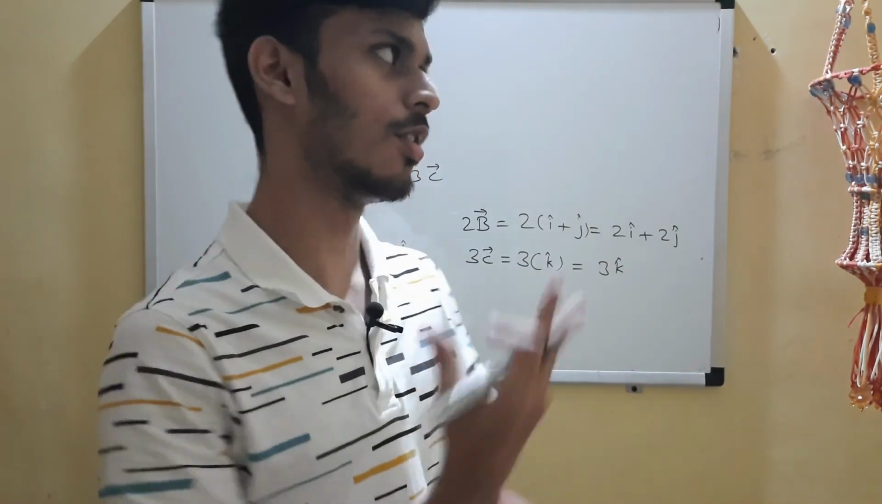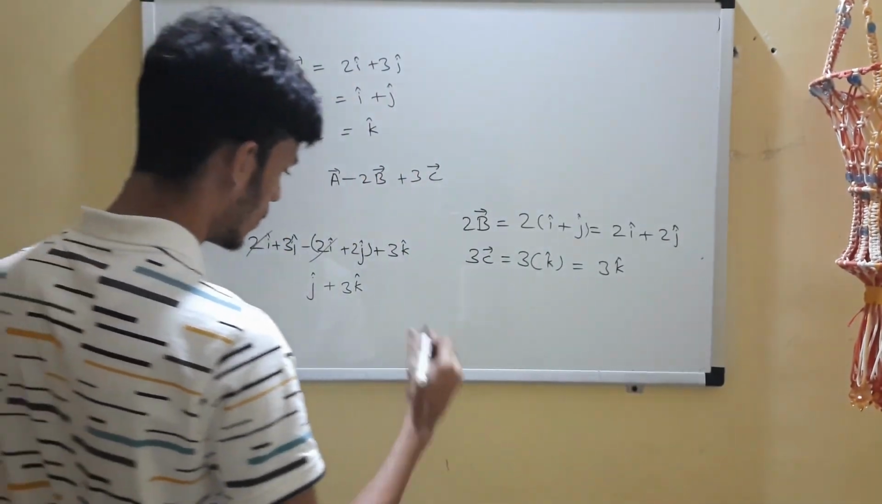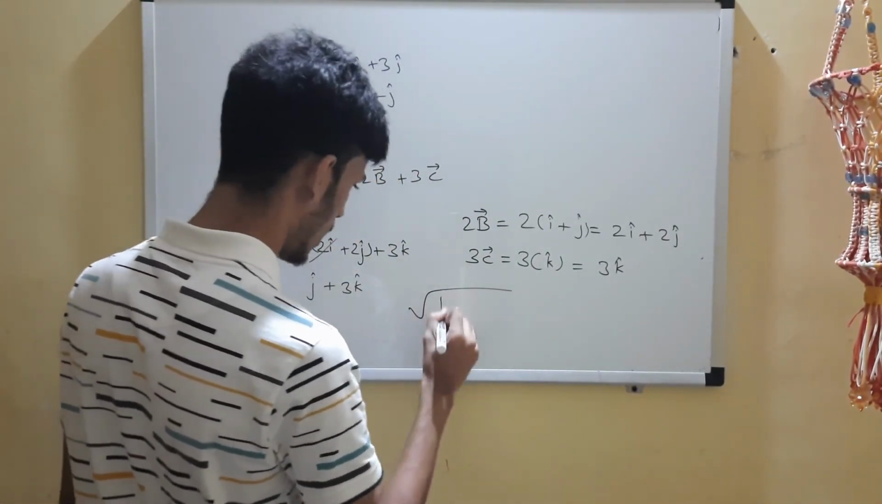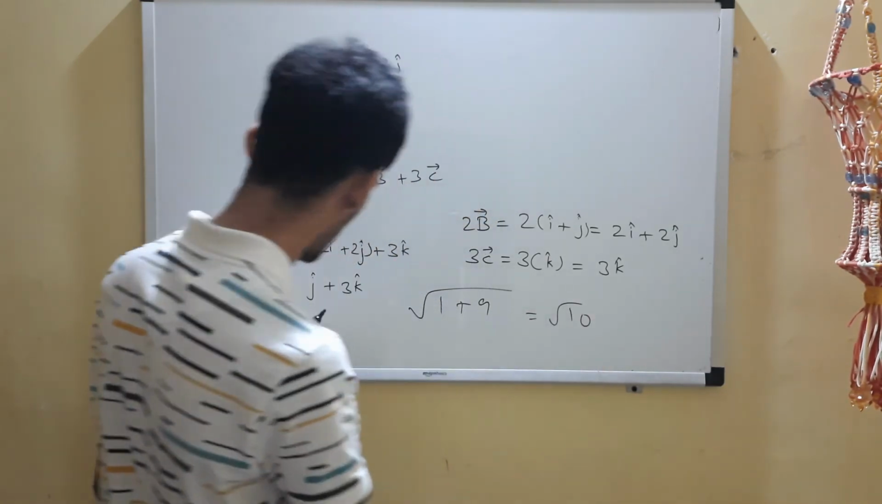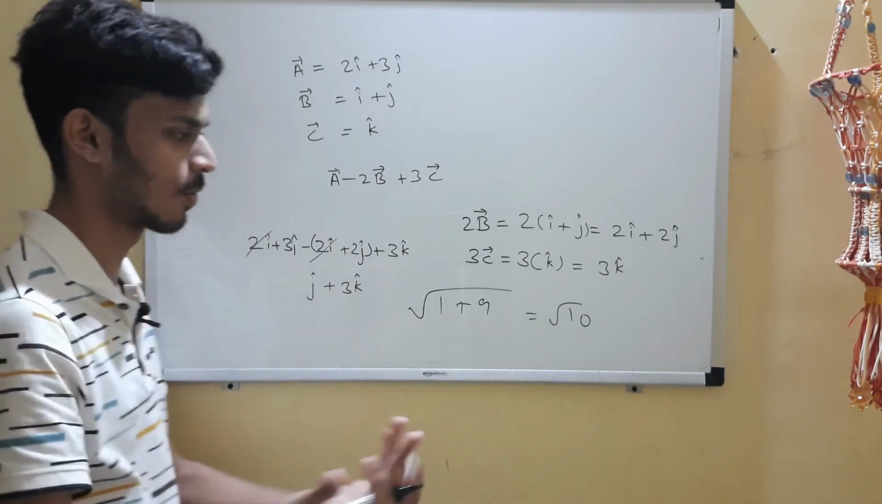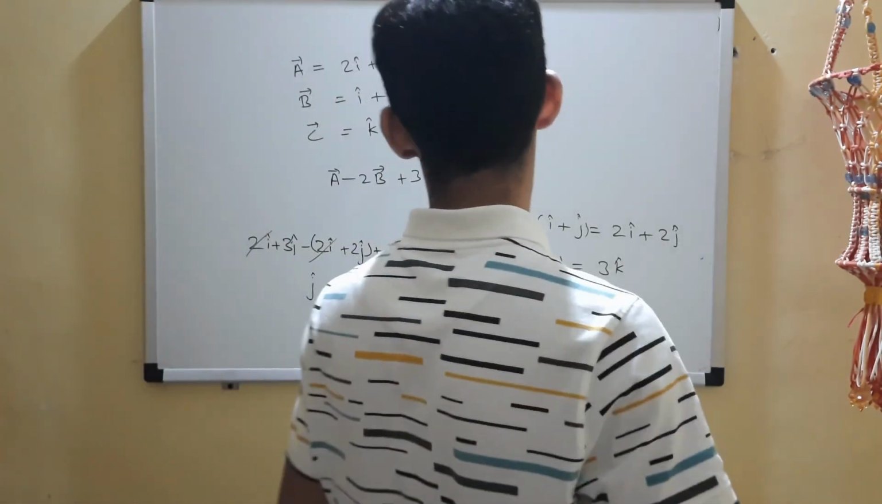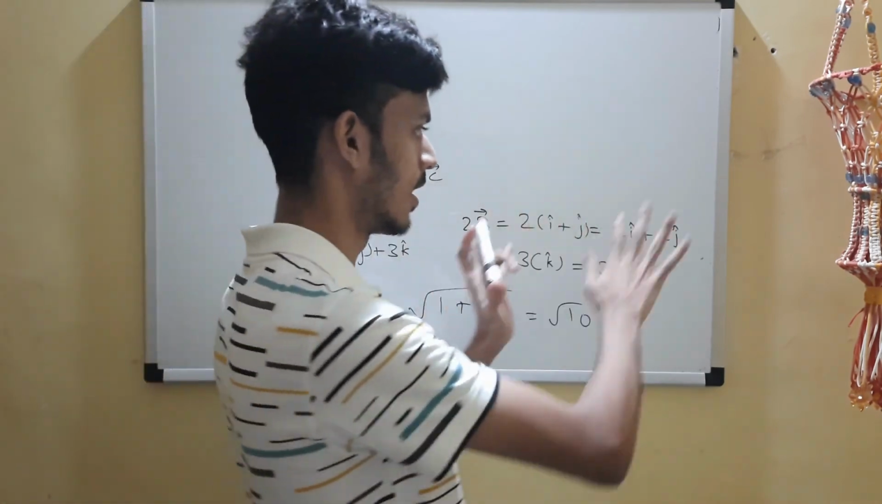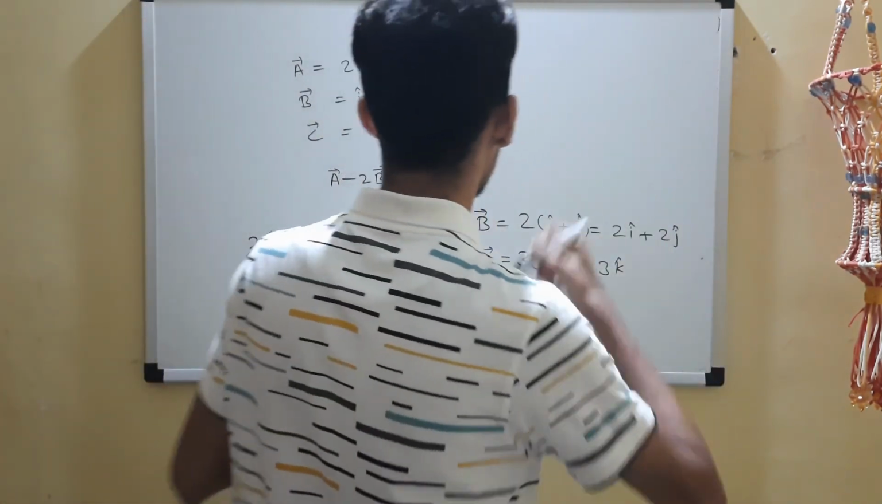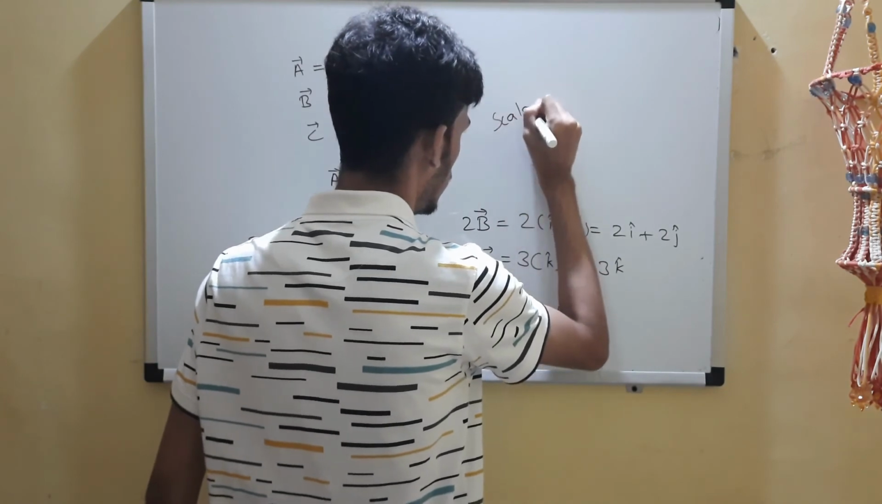If you want to go ahead and find the magnitude, you can do so. It will be 1 plus 3 square, 9, so under root 10, right? x square plus y square plus z square. x is 0 in this case. So that was so easy, right? So scalar multiplication, basically, that was what I wanted to teach you.